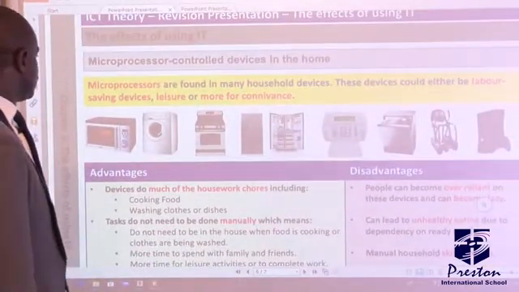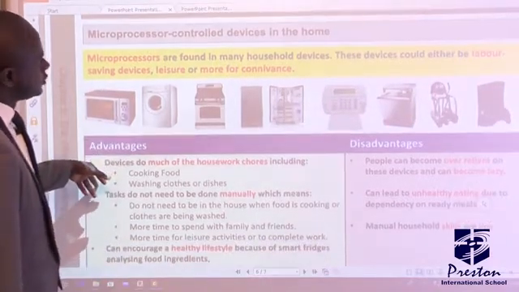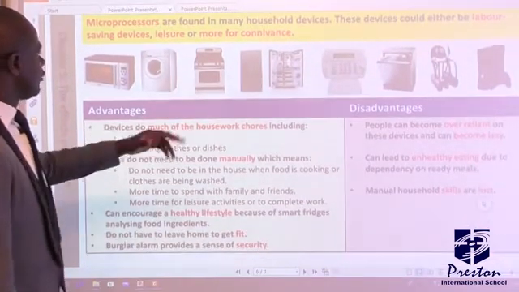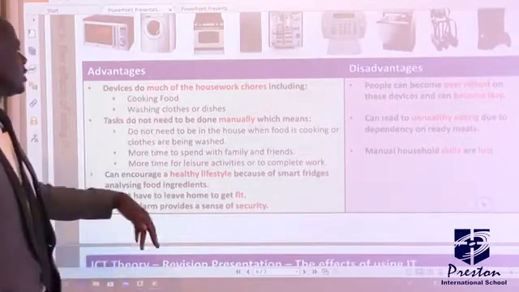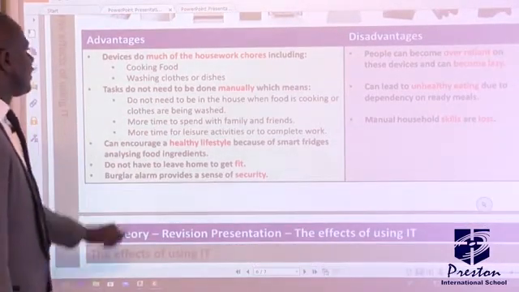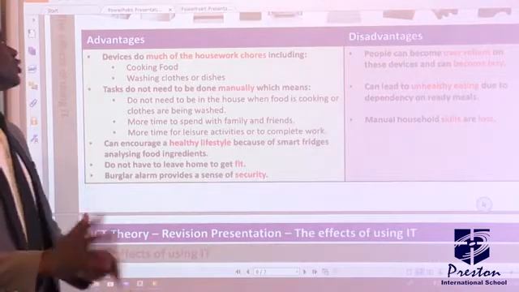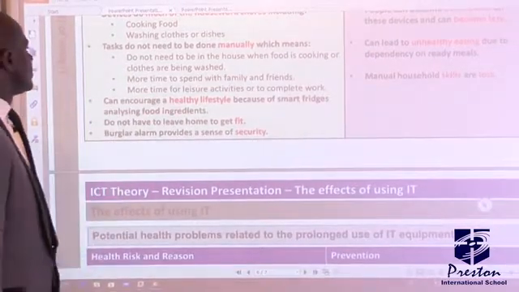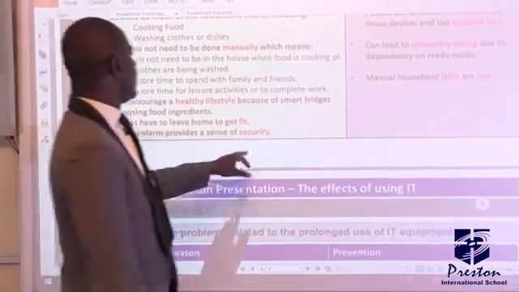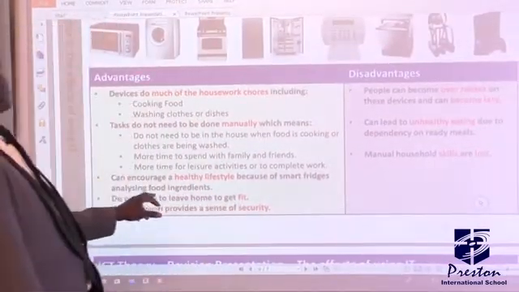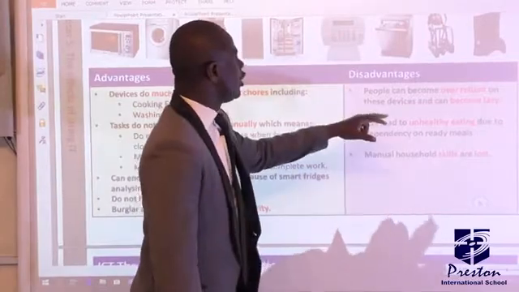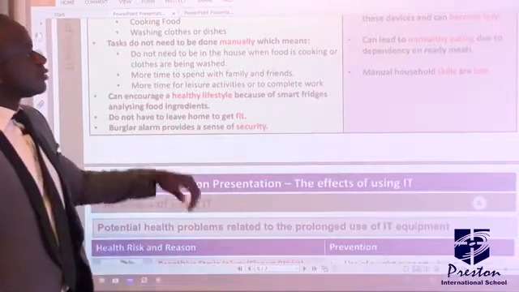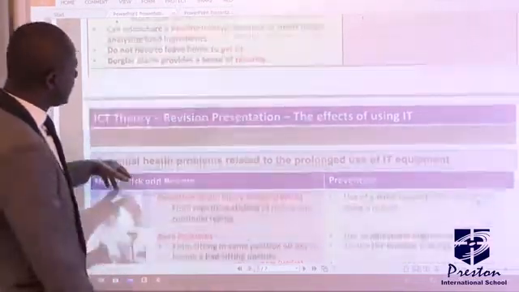Microprocessor control devices in the home. You have your smart fridge, you have your automatic ovens, you have your automatic washing machines, and these labor-saving devices. Okay, so what are some of the advantages that they offer? They can do most of the housework chores, including cooking food and washing clothes, so you don't have to do some of those tasks manually. People can also become disadvantaged. People can become over-reliant on those devices and become lazy. And they can also start eating unhealthily because they are now dependent on ready-made meals.